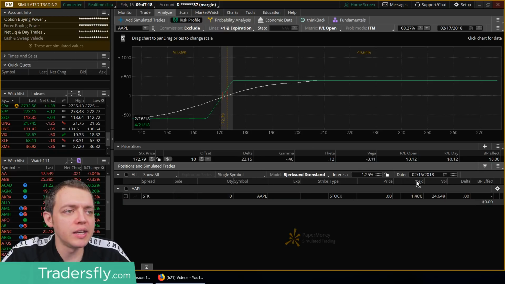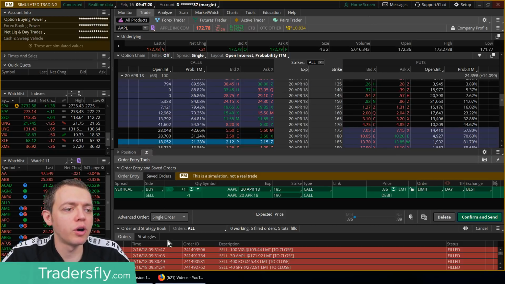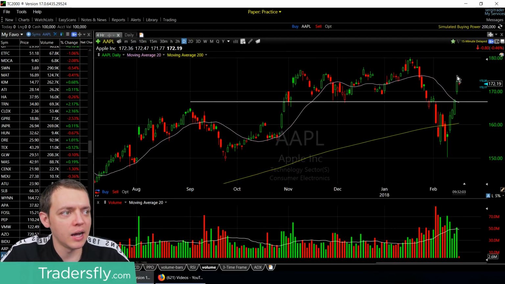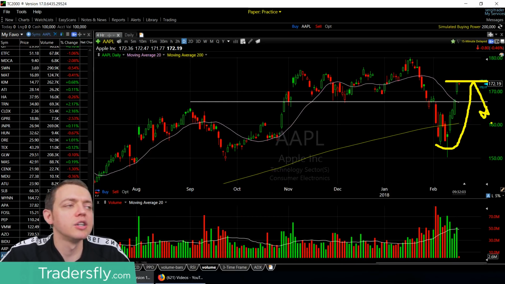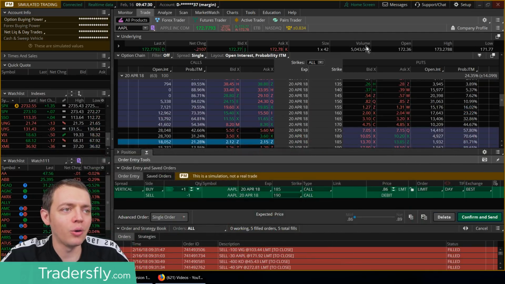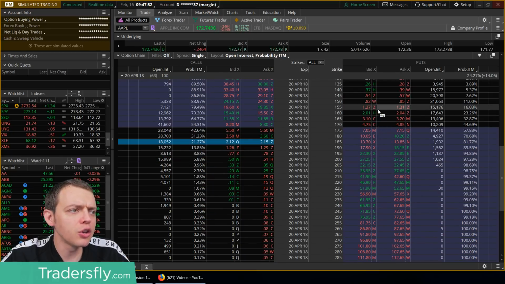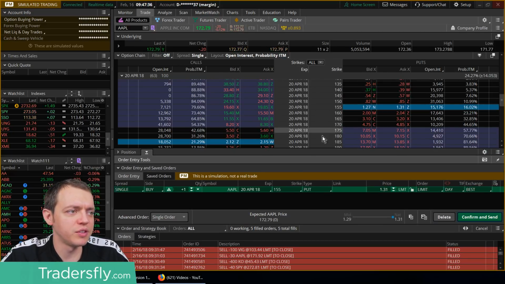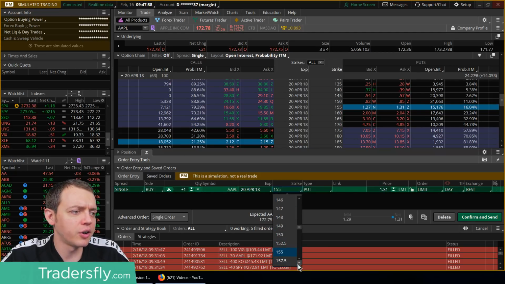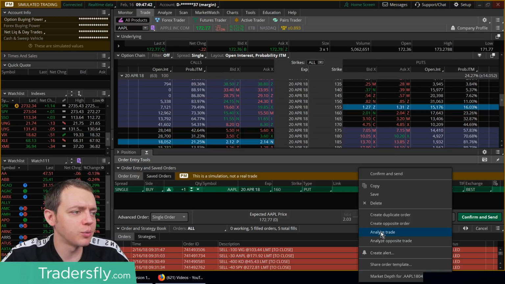Now, the put side is very similar. If you're looking for a bearish move, thinking, hey, this stock is overextended, this move has gone up too far too fast, it's going to pull back, so you're looking for it to go down in value, you can do the same thing. On the put side, you buy a single. I'm going to choose the 155, 160 area. Let's go 160. It's a little bit closer and has a higher chance of working out.